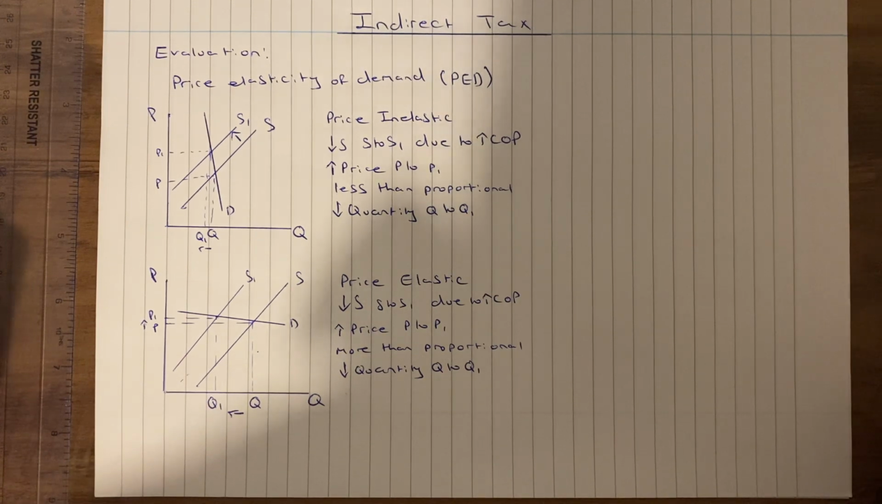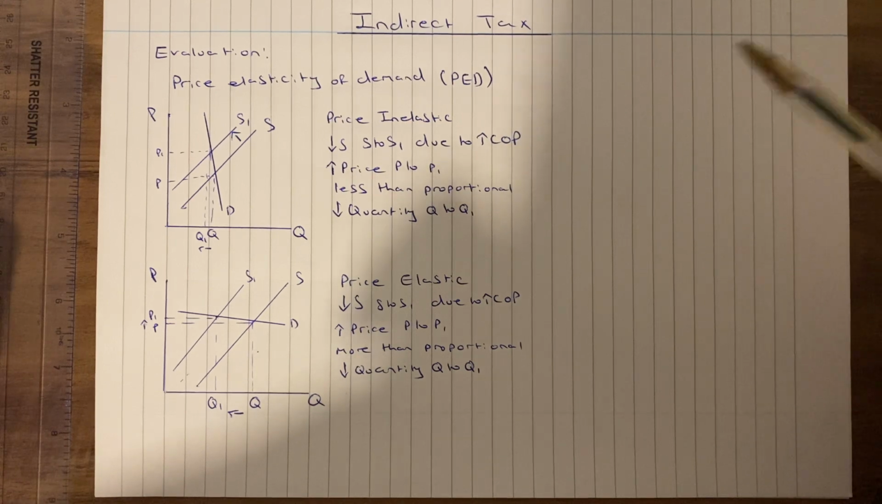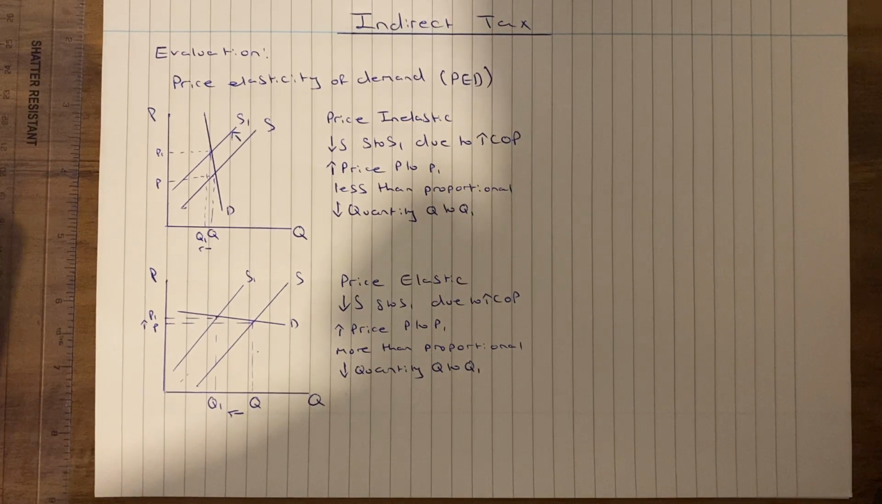And that more than proportional decrease in quantity Q to Q1 would therefore hopefully lead to the market failure associated with either negative externalities in consumption or negative externalities in production being corrected, because the more than proportional decrease in quantity Q to Q1 should prevent overconsumption and also should prevent overproduction. Okay, so really key evaluation is the price elasticity of demand. Whether an indirect tax is going to be effective or not depends on the price elasticity of demand. Okay.